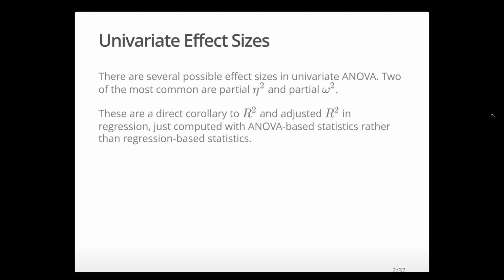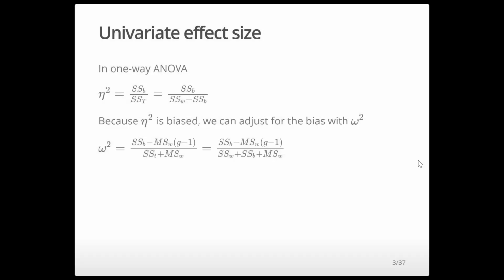And these are a direct corollary to R squared or adjusted R squared in regression. They're just computed using ANOVA-based statistics rather than regression-based, but they're pretty much the same thing. So eta squared is the ratio of the sums of squares between to sums of squares total. It's essentially the proportion of the total sums of squares attributable to the sums of squares between, or the sums of squares of the effect. So it's the proportion of variability in our dependent variable attributable to our independent variable.